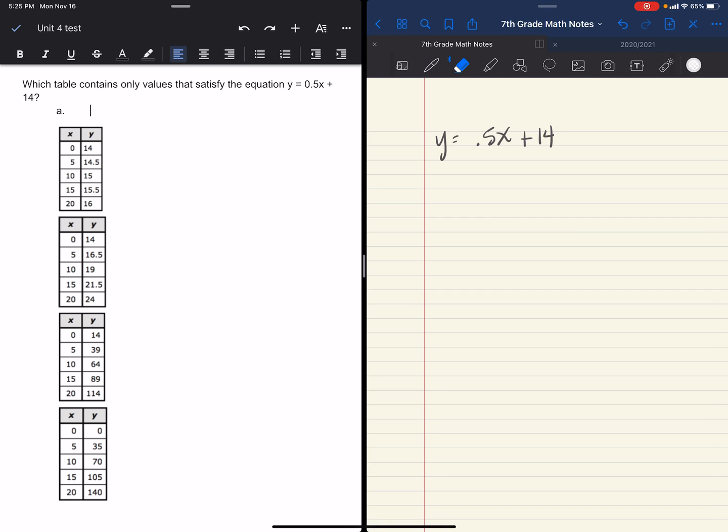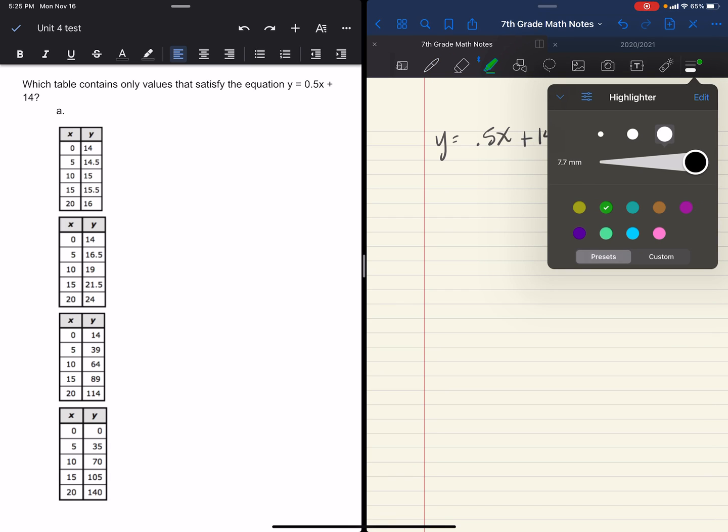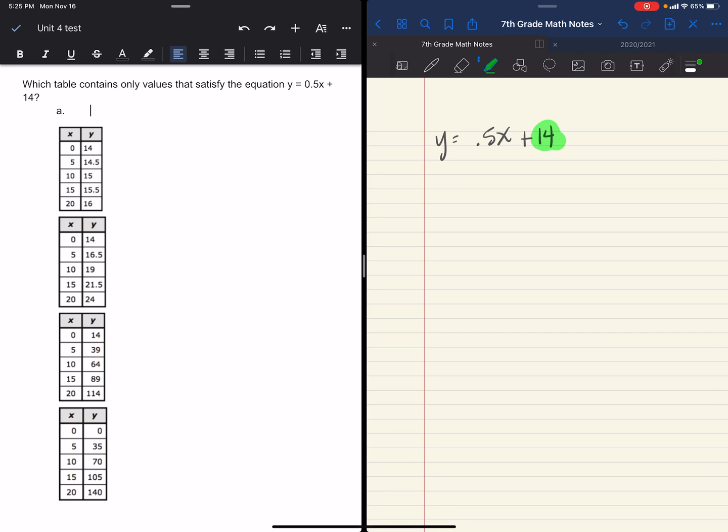So already I'm looking at this and I'm trying to dissect all of it. I know that this is my b, so it's my y-intercept, right? And then this 0.5 is my m, my slope. It's my multiplicative. So my y-intercept has to be 14, which means I have to have the ordered pair (0, 14) in my table somewhere.